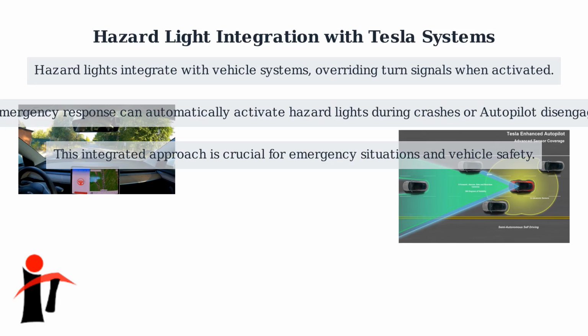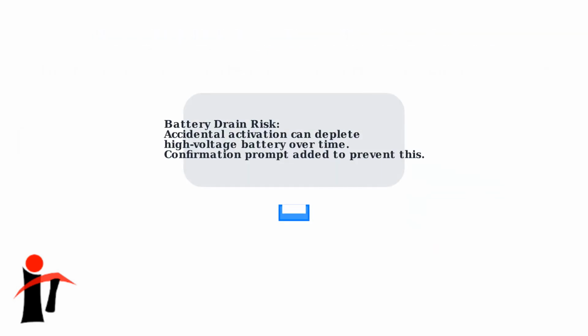protect occupants. Be mindful of accidental activation, which can drain the high-voltage battery if left on for extended periods. Tesla added a confirmation prompt in a past software update to prevent this issue.